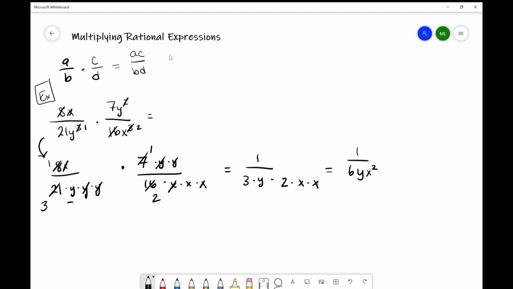And then, 8 goes into 16 2 times, and these are just the numbers that we were doing earlier. So you have 1 over 3y times 2x squared, leaving you with 1 over 6yx squared. The same thing that we have down there. So there's just the two different ways that you can solve them. The first way that I showed you shows you what's happening behind the scenes, and the second way is the one that, once you get used to it, you can use to become more efficient with this method.